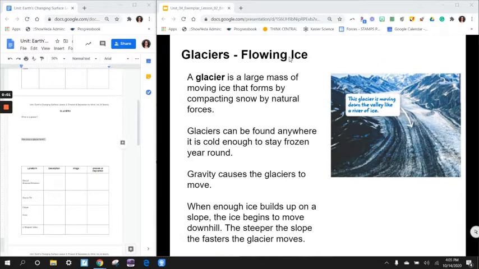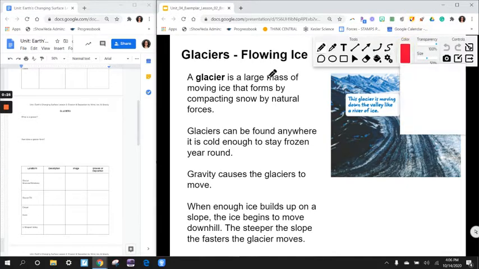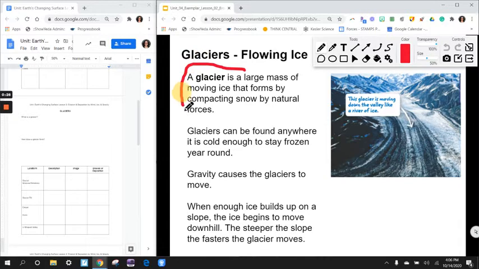Deposition and erosion from glaciers. A glacier is a large mass of moving ice that forms by compacting snow by natural forces. So over here in your notes, it says, what is a glacier? So I would put this definition right here.